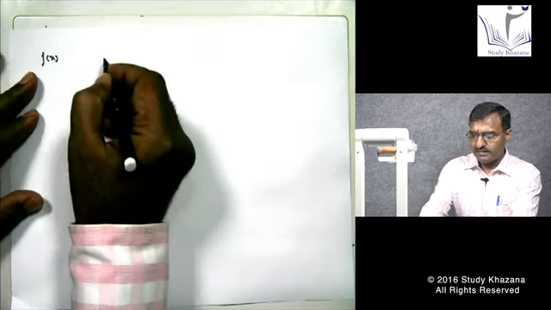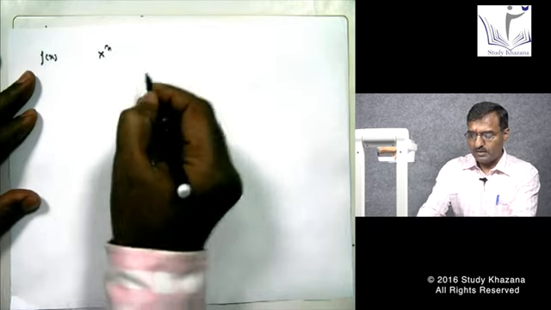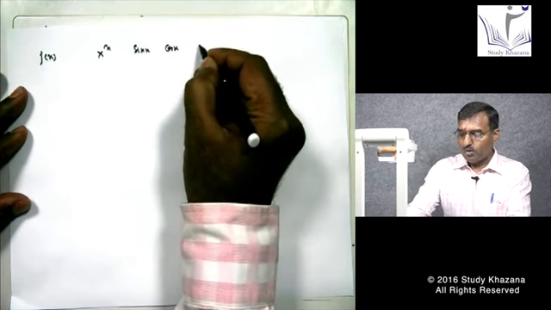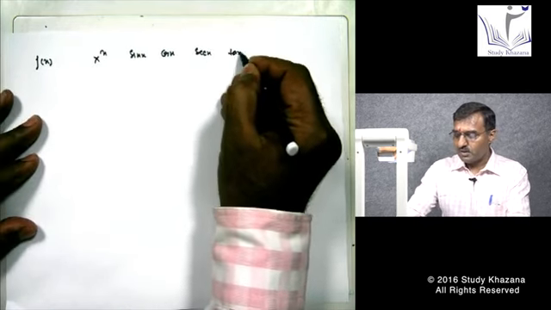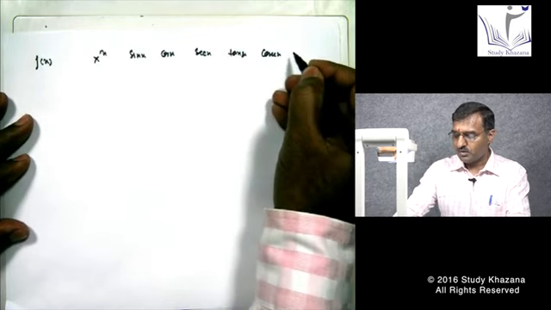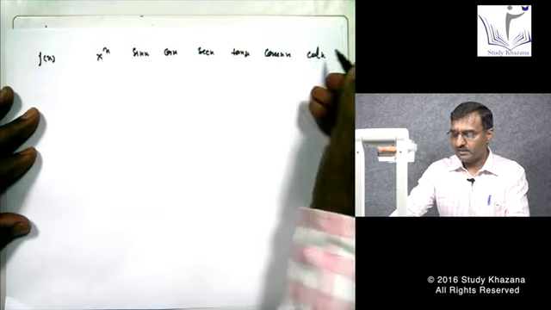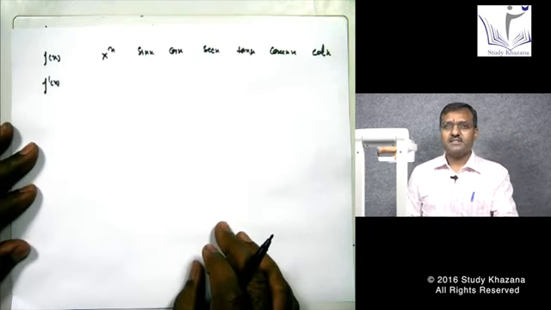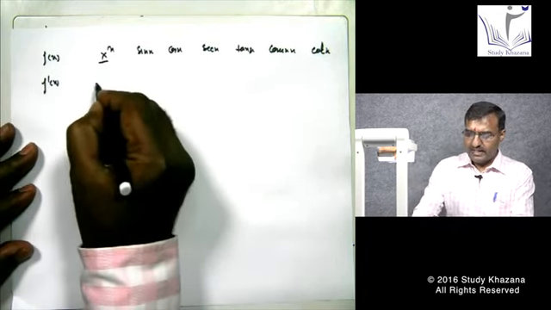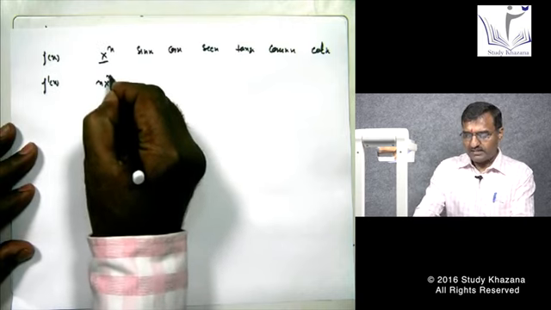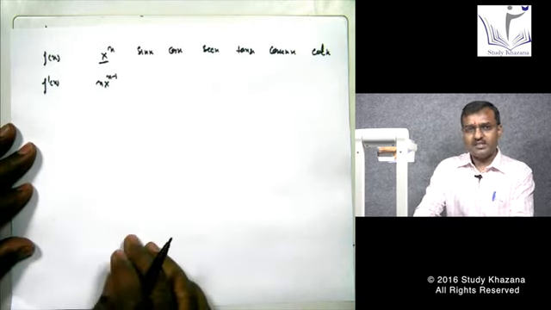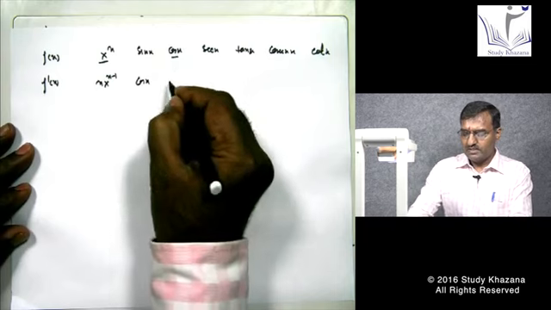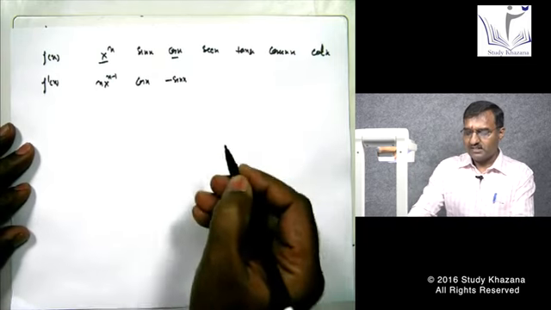First, I am writing here the functions: f x equal to x^n, sin x, cos x, sec x, tan x, cosec x and cot x. Now what is the derivative of all these standard functions? The derivative of x^n is given by n into x to the power n minus 1. What is the derivative of sin x? It is cos x. What is the derivative of cos x? It is minus sin x.